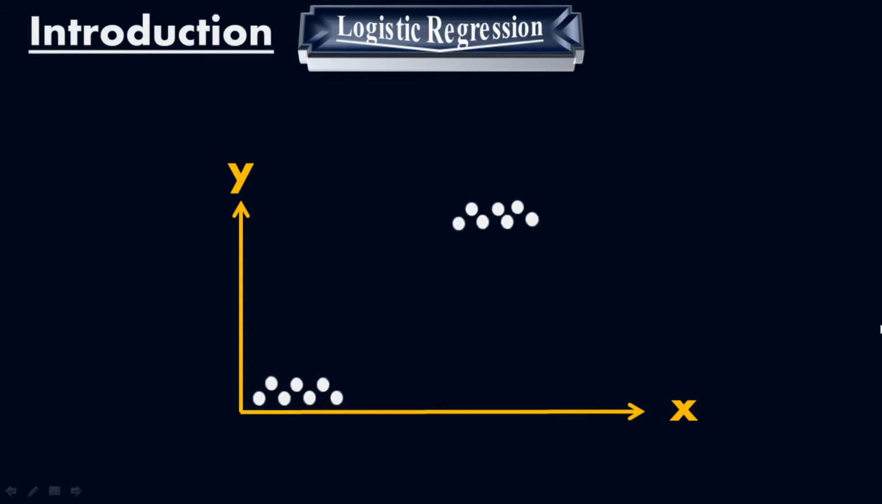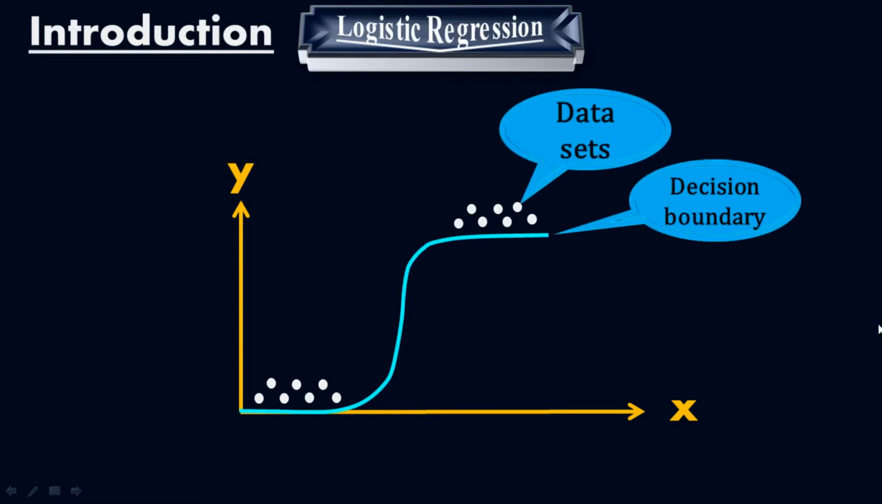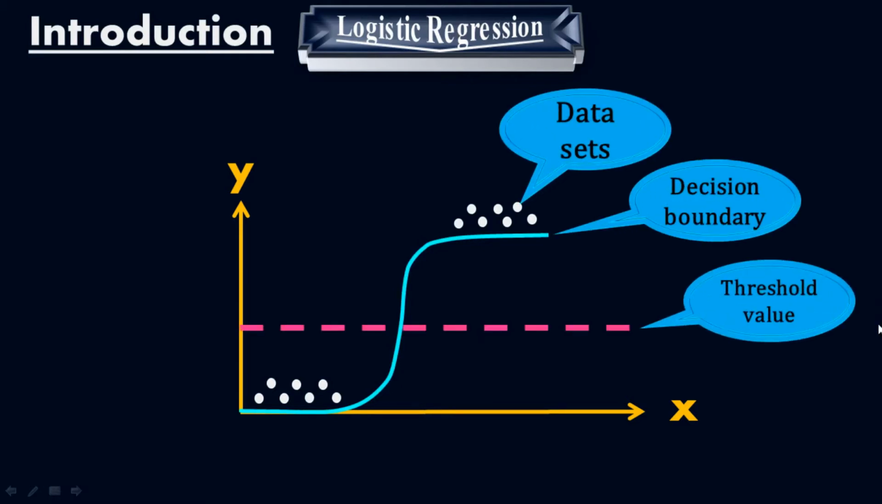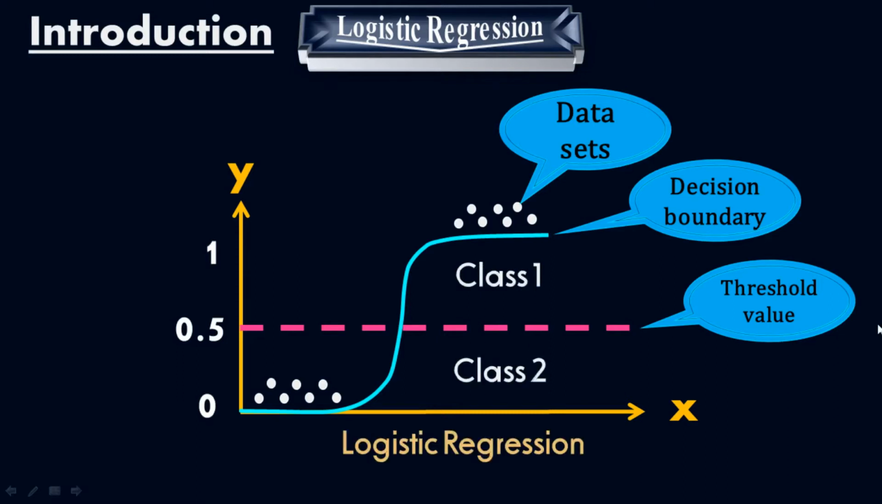For example, these are two data classes. When you apply the logistic regression, you will have this form of decision boundary. We call it a decision boundary, and this is the data set. It is a threshold value of 0.5. This is my 0 and this is my 1. So we can say that this is class 1, this is my class 2. It is a logistic regression classifier model.